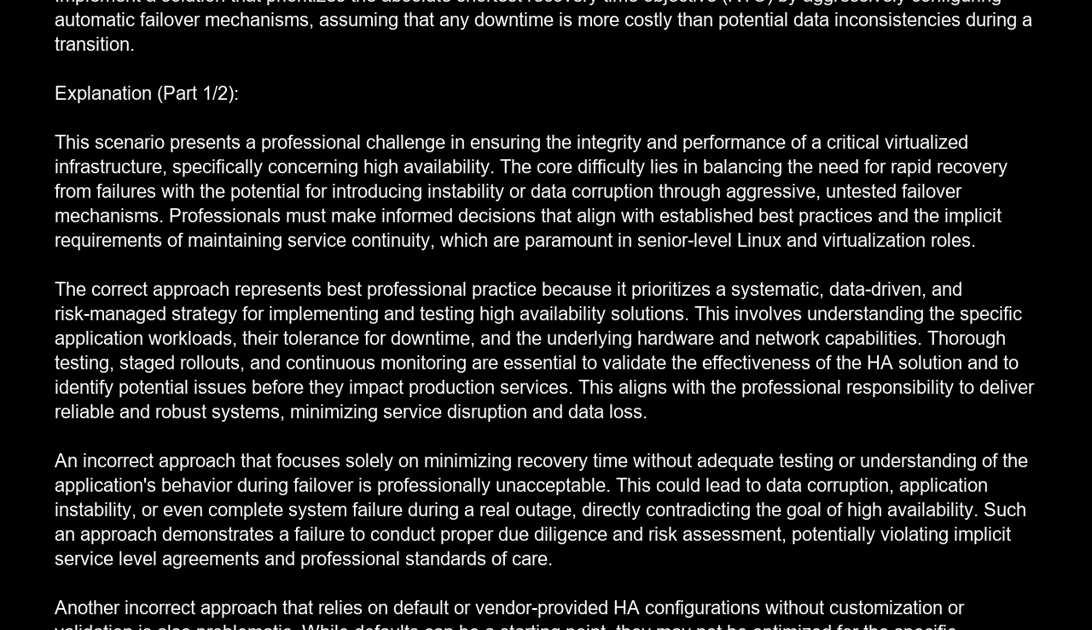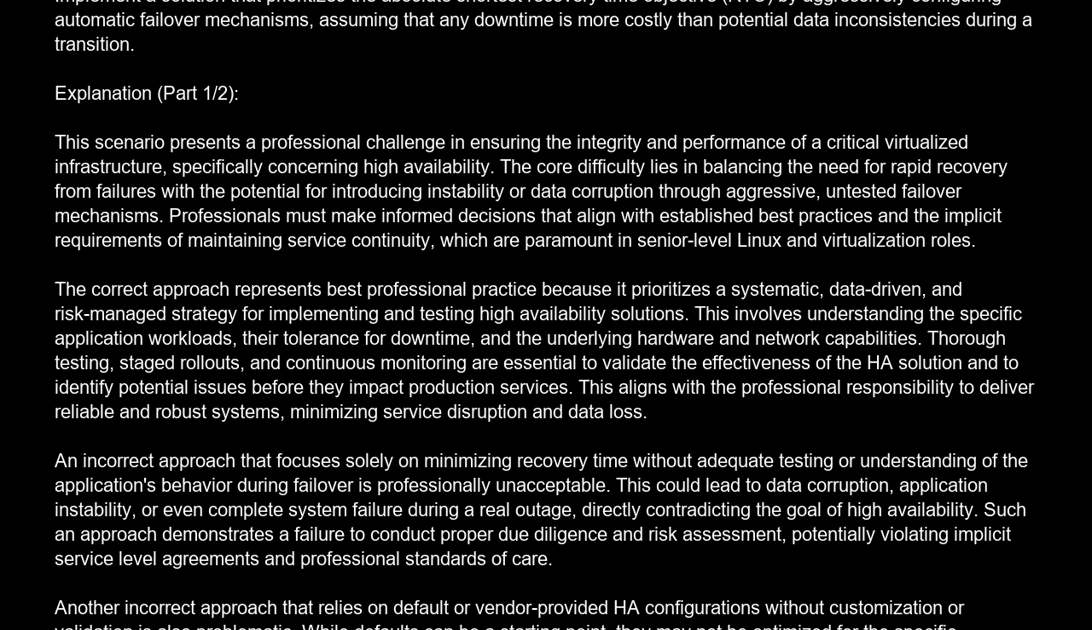Thorough testing, staged rollouts, and continuous monitoring are essential to validate the effectiveness of the HA solution and to identify potential issues before they impact production services. This aligns with the professional responsibility to deliver reliable and robust systems, minimizing service disruption and data loss.